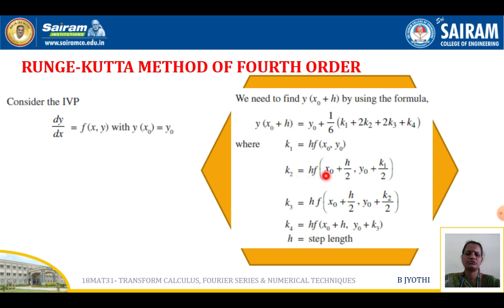k2 is given by h f(x0 + h/2, y0 + k1/2), and k3 is h f(x0 + h/2, y0 + k2/2), and k4 is given by h f(x0 + h, y0 + k3), where h is the step length. This is the formula we need to remember. After computing all the k values k1, k2, k3 and k4, we need to substitute in y so that you will be getting the final solution.